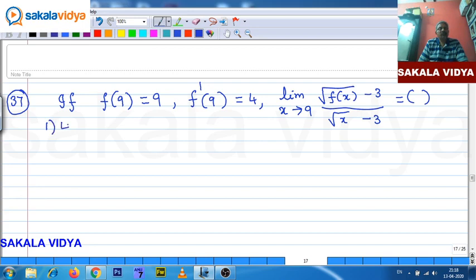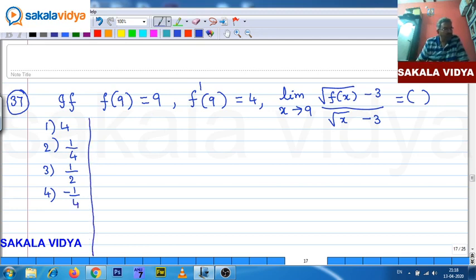First option 4. Yes, we can neglect it. We can neglect. That's correct, absolutely. 1 by 4. Third is 1 by 2. Fourth is minus 1 by 4. This is the question.